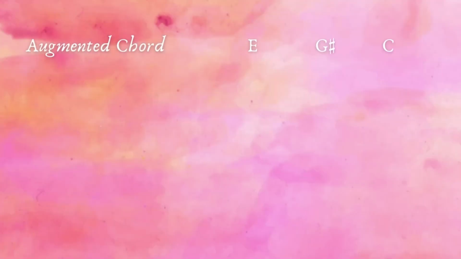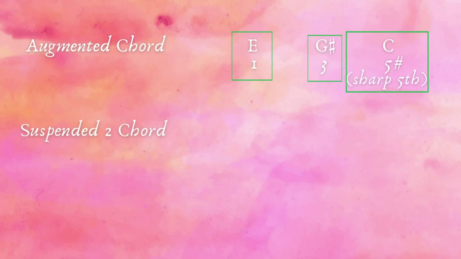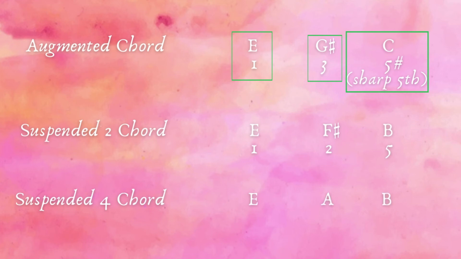Now for augmented chord, the chord formula is first, third and sharp fifth. So the notes would be E, G sharp, and instead of B, because it's sharp fifth, we'd go half step up, and from B it goes to C. So the notes are E, G sharp and C.